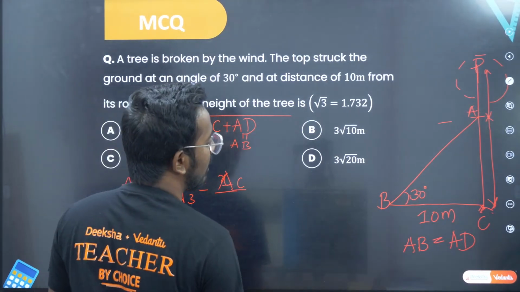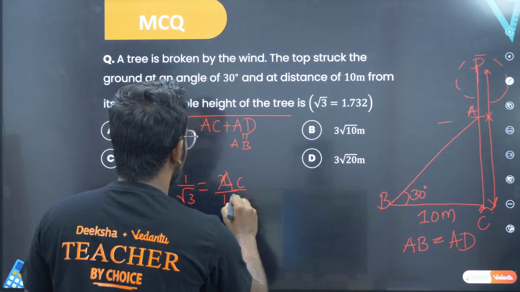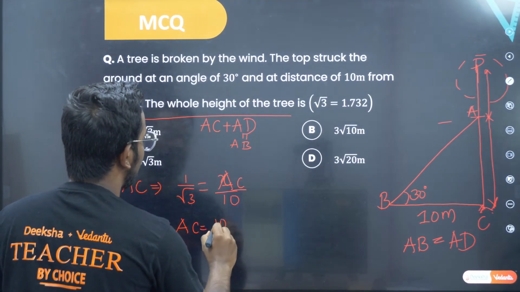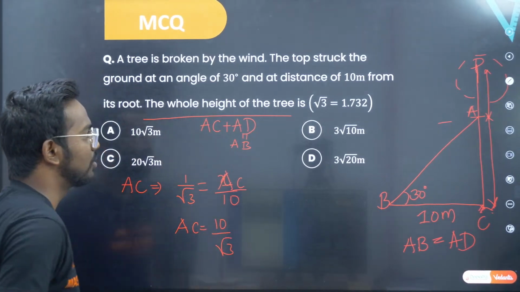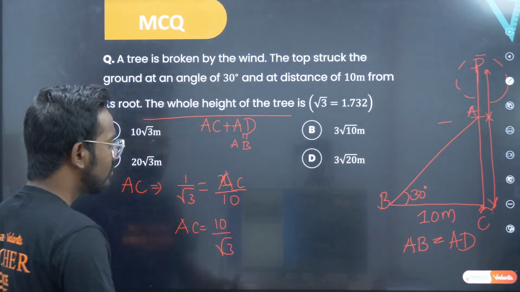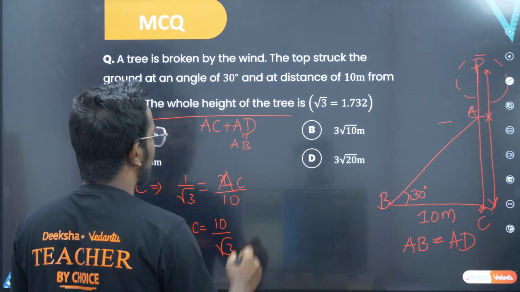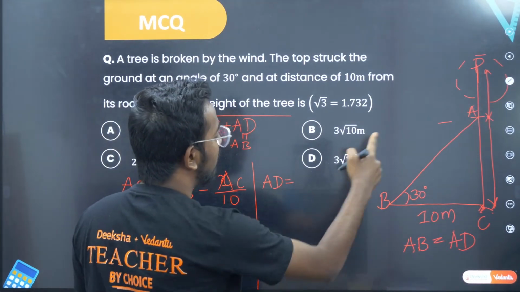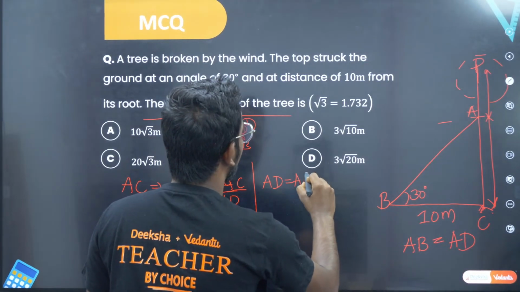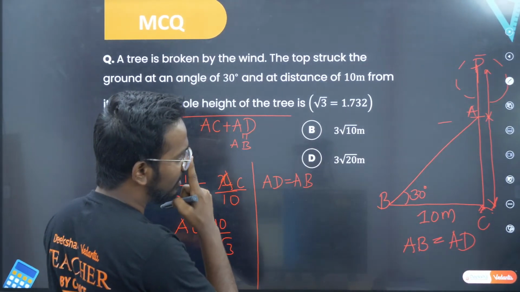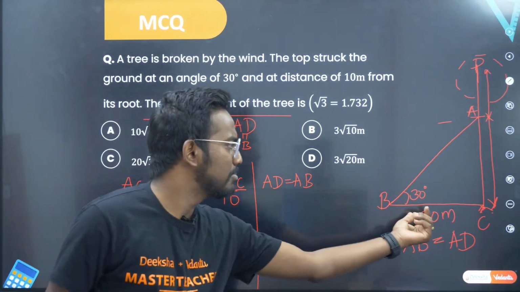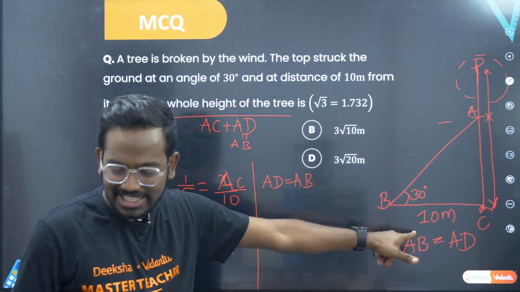So AC divided by, I know this is 10 meters. Now you get AC is equal to 10 by root 3. Next thing, AC is obtained. Similarly, can you find what AD is? Yes, AD can be found by taking AB. How do you find AB? We will make use of either sin theta or cos theta. Since it is simple, let me take cos theta because you have only 10 meters.